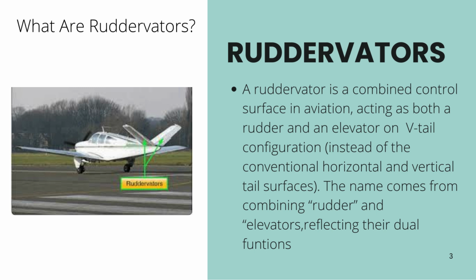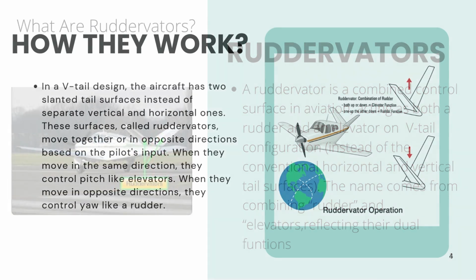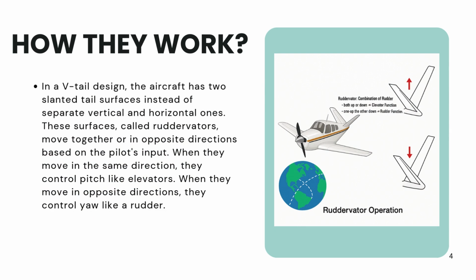Ruddervators are found on aircraft that use a V-tail configuration. Instead of having a separate vertical and horizontal tail, the V-tail uses two slanted surfaces. Each of these surfaces is a Ruddervator, a combination of a rudder and an elevator. So, how do they work? When both Ruddervators move up or down together, they act like elevators, controlling the pitch of the aircraft. When they move in opposite directions, one up, one down, they act like a rudder, controlling yaw.